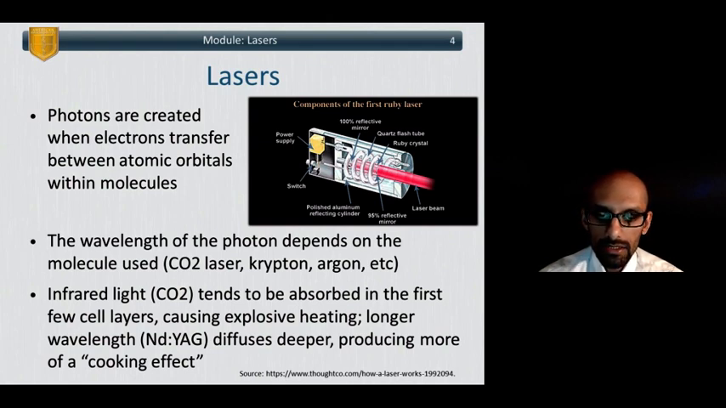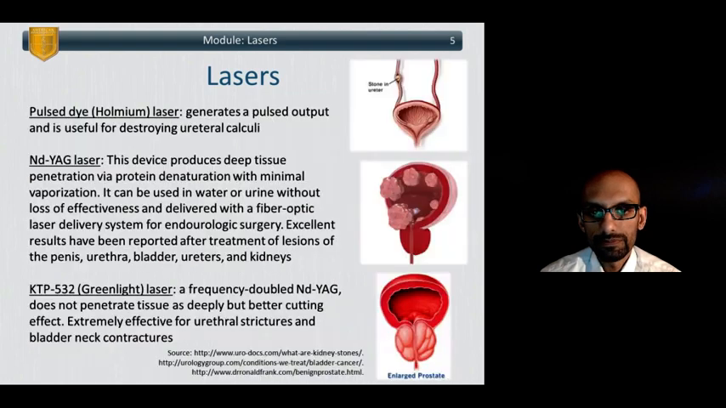Infrared light that's emitted with the CO2 lasers tends to be absorbed within the first few cell layers. So CO2 lasers cause basically penetration only to the superficial structures when they're utilized in surgery. Longer wavelength lights such as the neodymium yttrium aluminum garnet or ND-YAG lasers diffuse very much deeper, producing more of a coagulation effect. They can cut through deeper tissue, deeper planes of tissue.